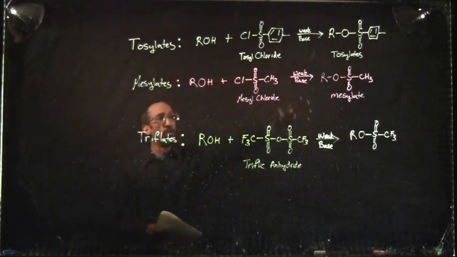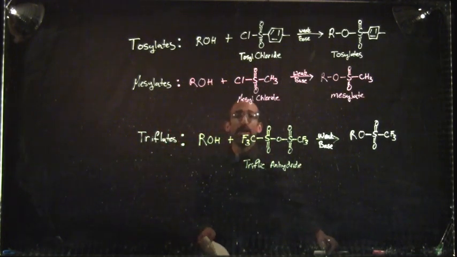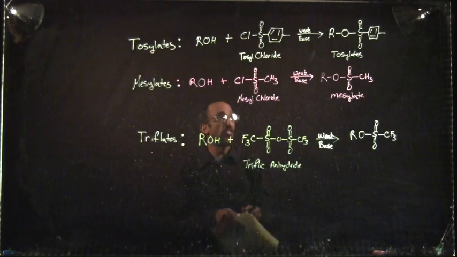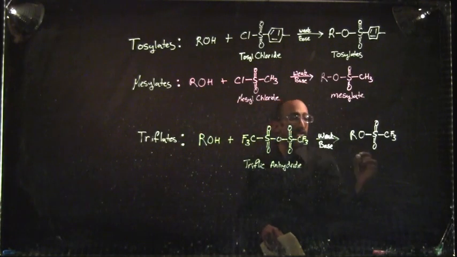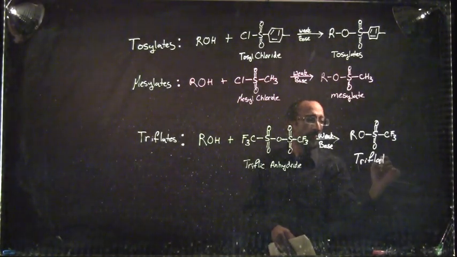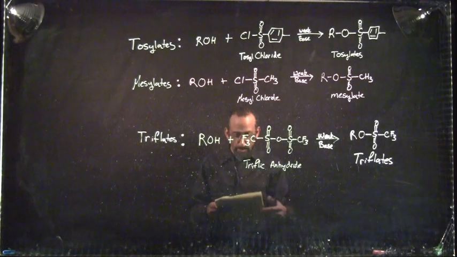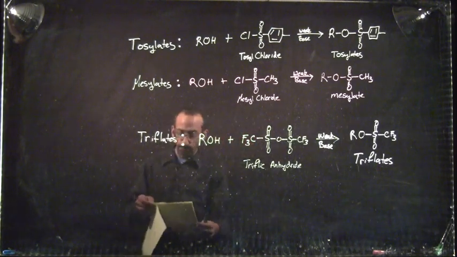So getting back to what we have here up on the board, we now have a way to produce 3 different sulfonate esters: tosylates, mesylates, and finally triflates. And all 3 of these are excellent candidates for substitution reactions.